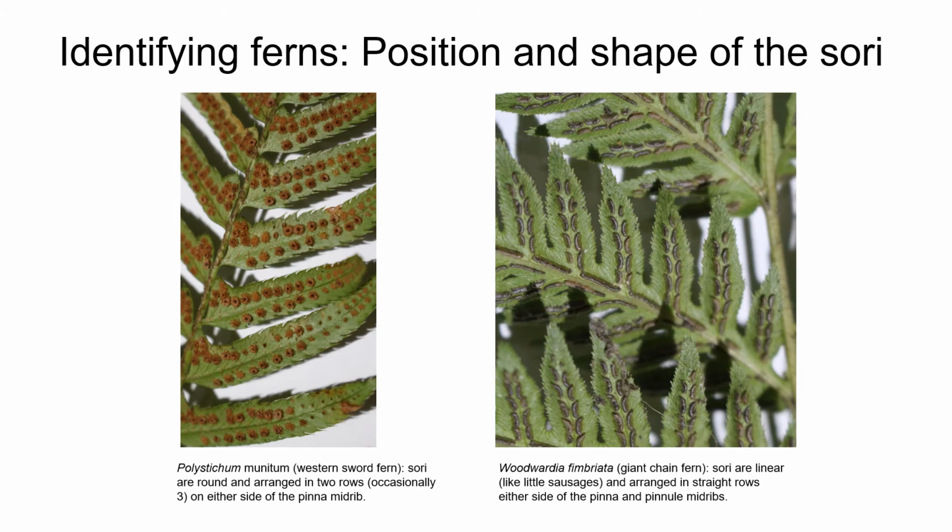The position of the sori on the underside of the blade is important in identification, as is the shape of the sori. In the pictures here, you can see on the left the underside of a western sword fern blade. You can see that the sori are round and arranged fairly neatly in 2 parallel lines, either side of the pinna midrib. On the right is the giant chain fern, Woodwardia fimbriata. Its sori are also arranged in 2 parallel lines, either side of the pinna midrib, but they're linear in shape and look like little miniature strings of sausages. There are also sori on either side of the midrib of each pinna on the giant chain fern.